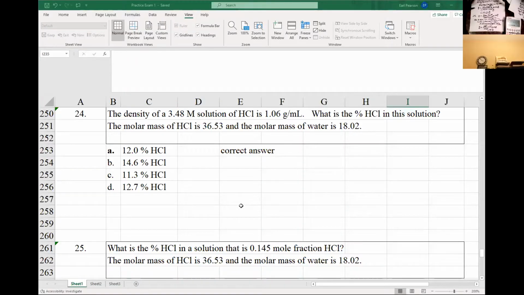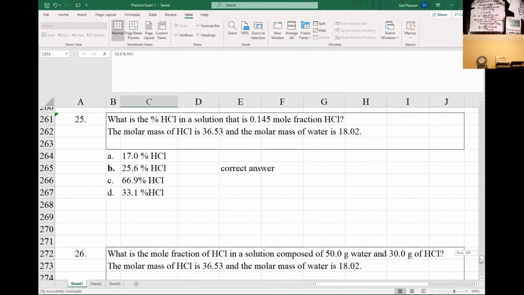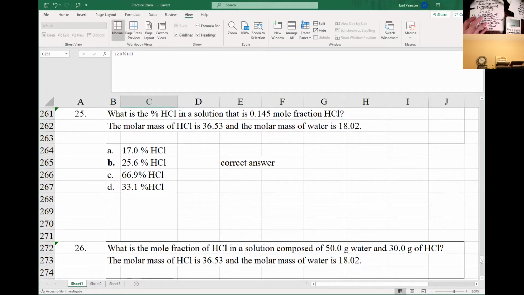Let's see what we got for an answer up here. 12.0 is the best answer. Okay, 25. So you see we've done just about all of the different types of conversions that we might want to do. What is the percent of HCl in a solution that is 0.145 mole fraction HCl?